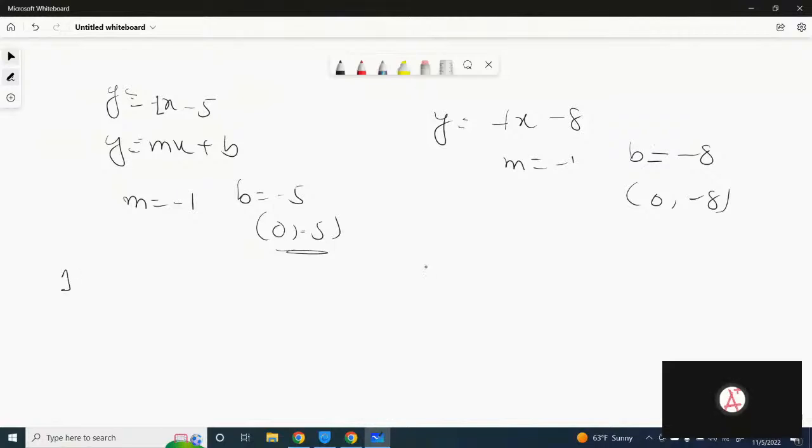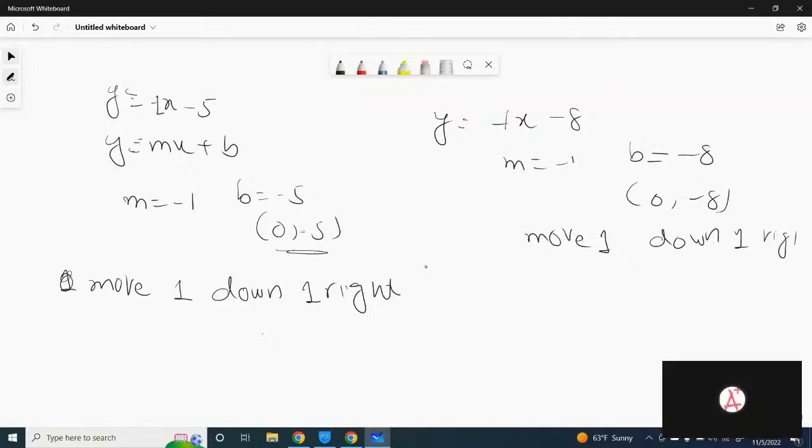You have to move 1 down and 1 right. Move down 1 and 1 right. Got it? These are the 2 points. And then you have 0. Here you have again negative 1, so you have to move 1 down and 1 right. Got it?